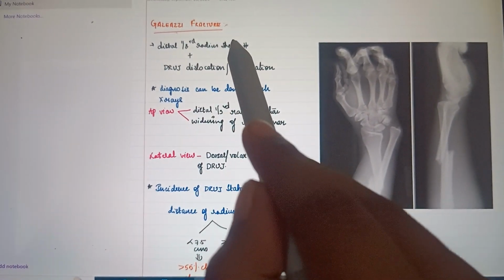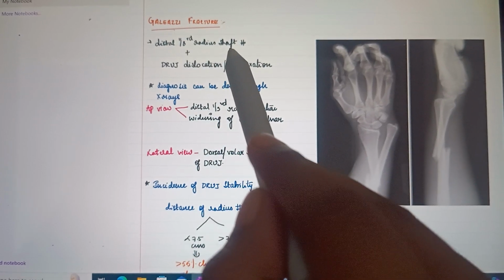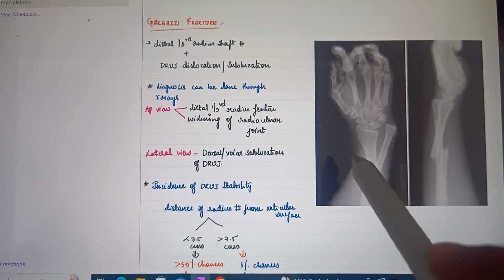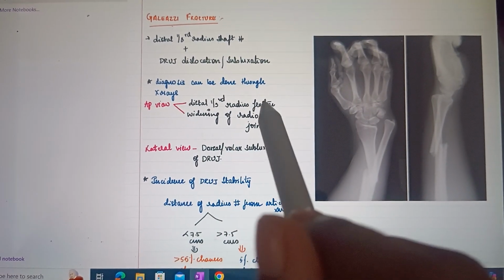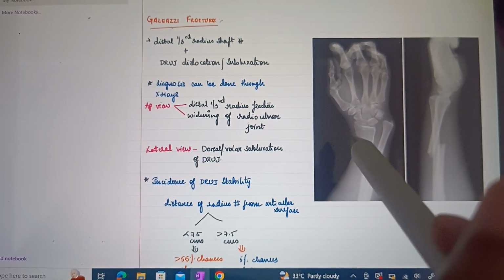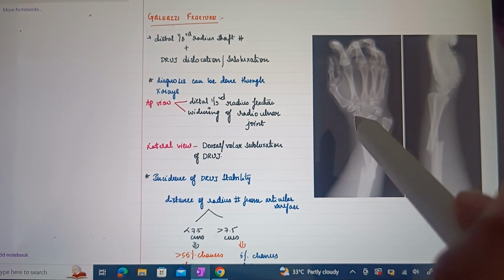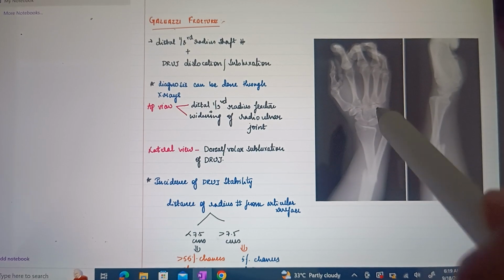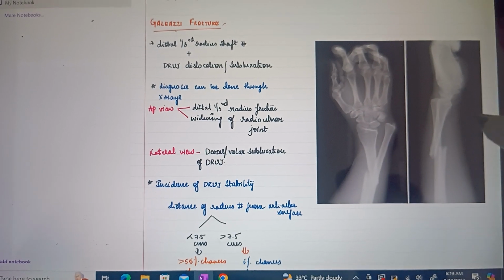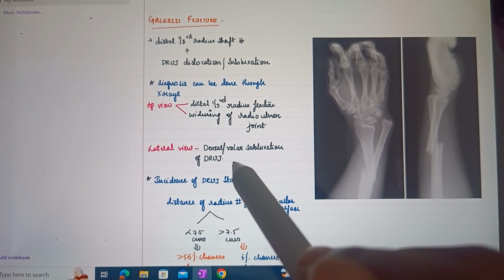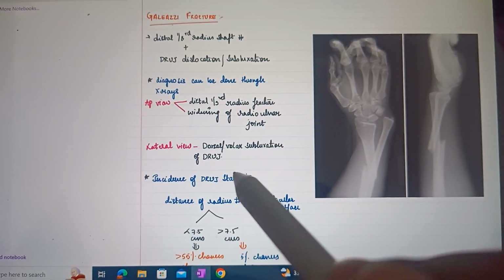So in Galeazzi fracture you can see that there is distal 1/3 radius shaft fracture plus distal radioulnar joint dislocation or subluxation. Diagnosis can be made through X-rays. In the AP view, you can see that distal 1/3 radius fracture along with this widening of the distal radioulnar joint is seen in AP view. In the lateral view, you can see that there is dorsal or volar subluxation of the distal radioulnar joint.